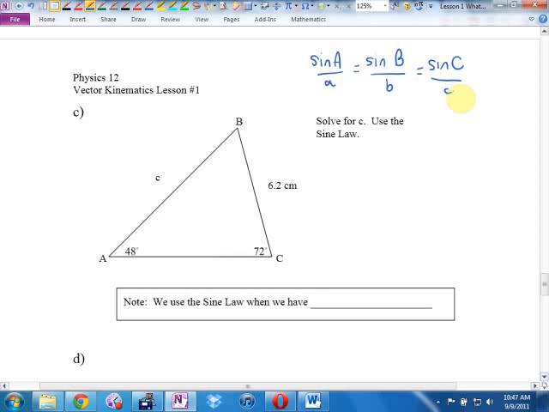What do they want me to find in this question, Brett? Solve for c. So I'm going to use this part. What pair do I have? I'm going to use sine of big A over little a equals the sine of big C over little c. And now it's plug and chug. Sine of big A, 48 degrees, the angle, over what's little a? Yep, the pair. Big A goes with little a, big C goes with little c, big B goes with little b. 6.2 equals the sine of 72 degrees all over little c.